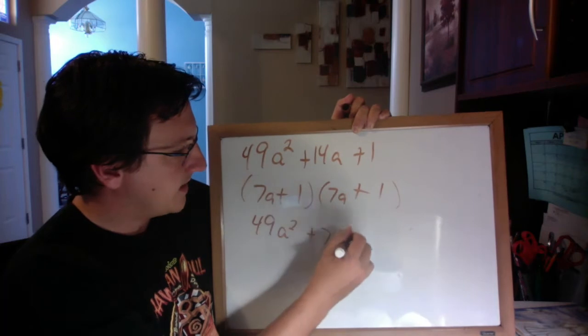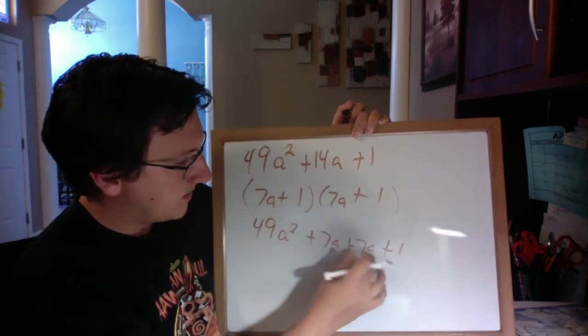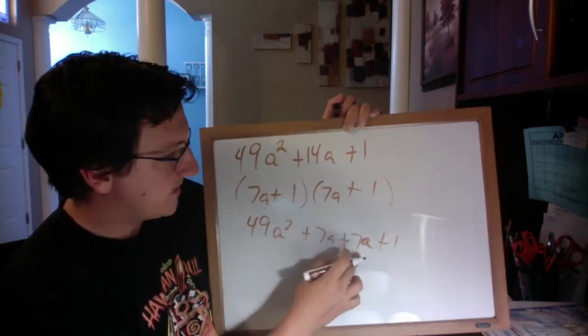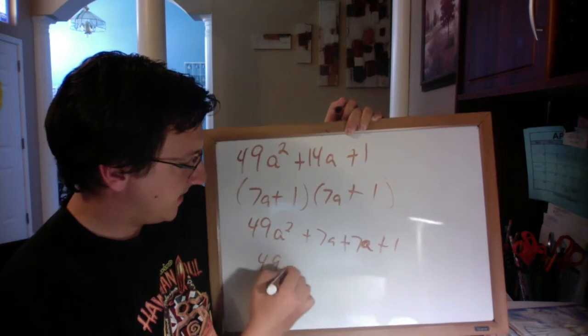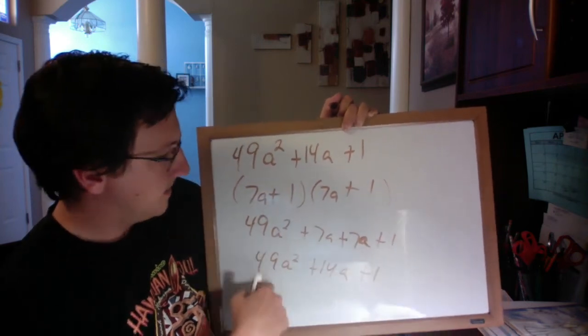7a times 1 again is 7a, and then 1 times 1 is 1. That's not, there we go. Okay. So 7a plus 7a is 14a. I just combine like terms there as I usually do. There it is. That matches up.